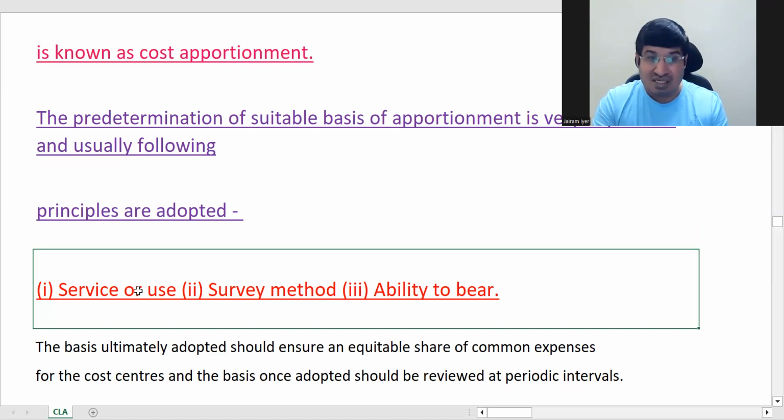A survey method is more of a qualitative method. This is used, say, if the same amount of cost has been used to prepare two types of products. One is higher quality, one is lower quality. So what you do is you try to give more cost to the higher quality, because its revenue also will be higher. So higher quality things are given a higher share of cost. That is the survey method.